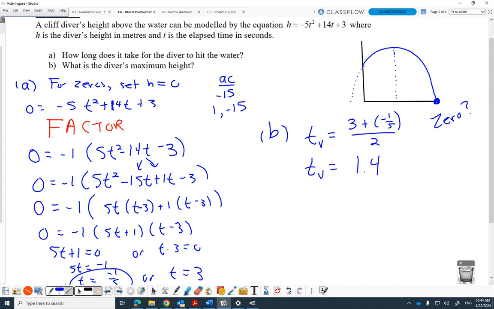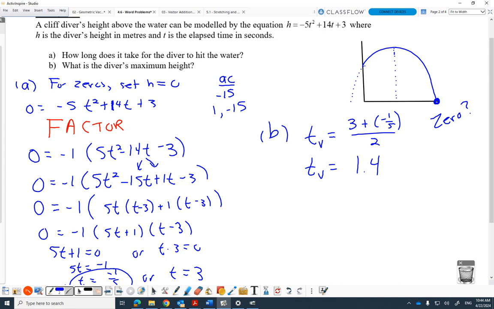So not too crazy, the numbers there. One decimal place. Like I say, when I made this up, I'm like, are the numbers too crazy here? And then I decided, well, no, they're not bad. 1.4. So you type in 3 plus -1/5, and you divide that by 2, 1.4. I'm almost home. They want the maximum height. I've got the time for the maximum height.